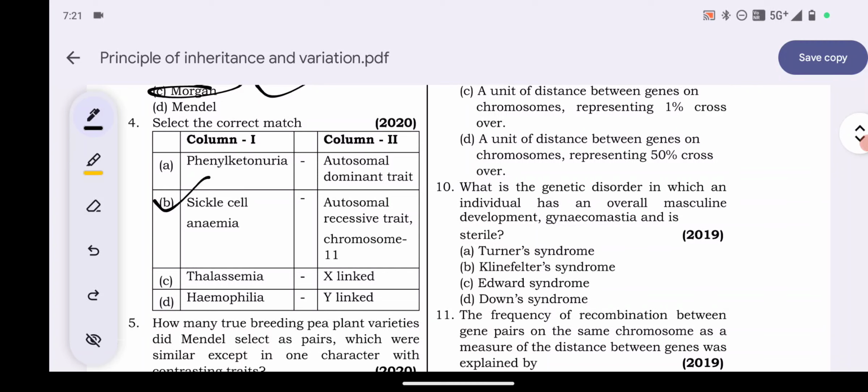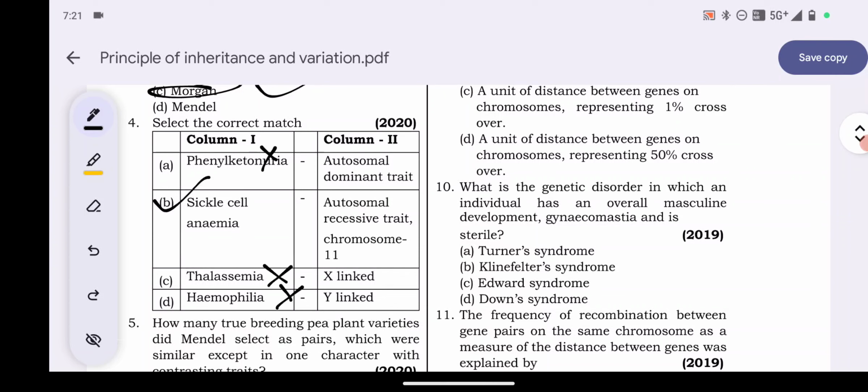Explanation: phenylketonuria, thalassemia and sickle cell anemia are autosomal recessive disorders. Hemophilia is an X-linked recessive disorder. Hemophilia is an X-linked disorder. That's why option A is the wrong one. Option C also wrong one. Option D also wrong one. Correct match will be option B. Sickle cell anemia, autosomal recessive trait, chromosome 11.